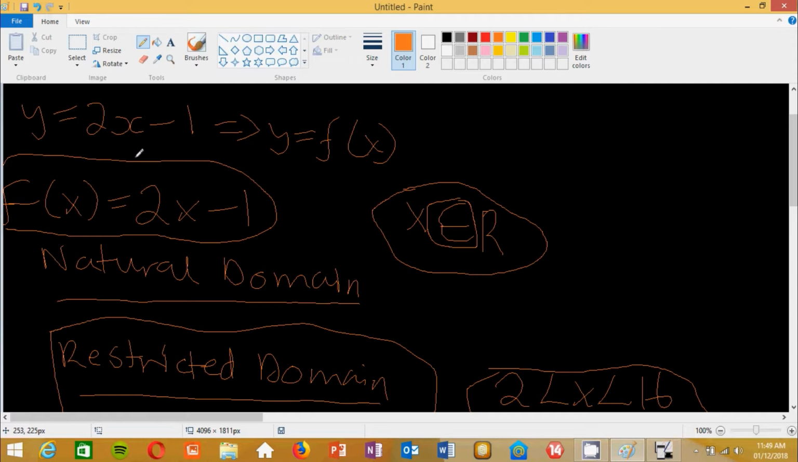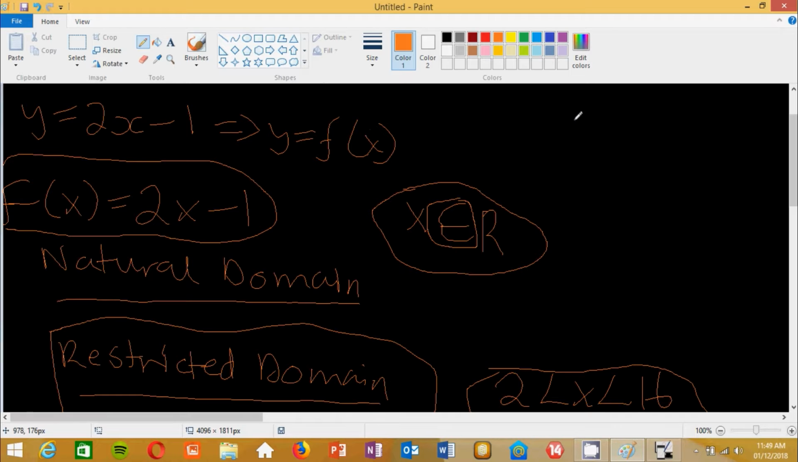You can put in 1,000 in this function. 2 times 1,000 would be 2,000, and 2,000 minus 1, you would get an answer. You can put in 100, you can put in 50, you can put in 20, you can put in 0, you can put in -1, and so on and so forth. You can even put in decimal numbers, fractions. Any number that you want to put in, you can put into this function, and this function will be able to handle that. Why am I emphasizing the word handle?